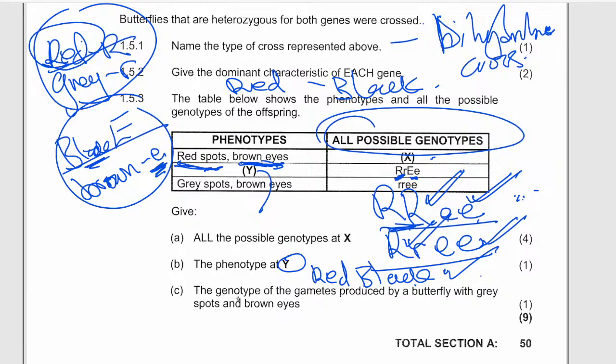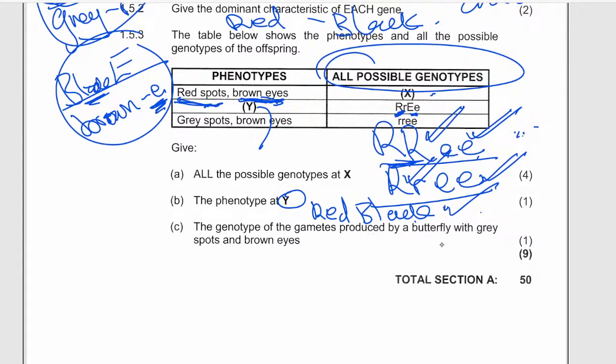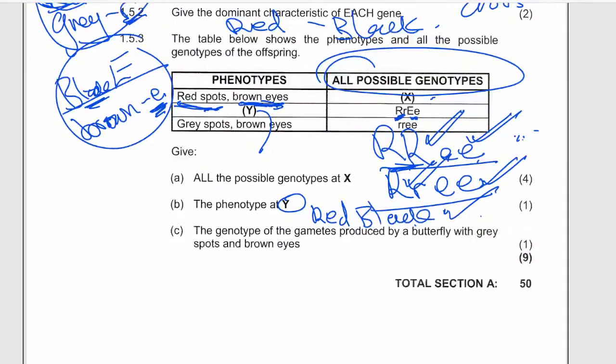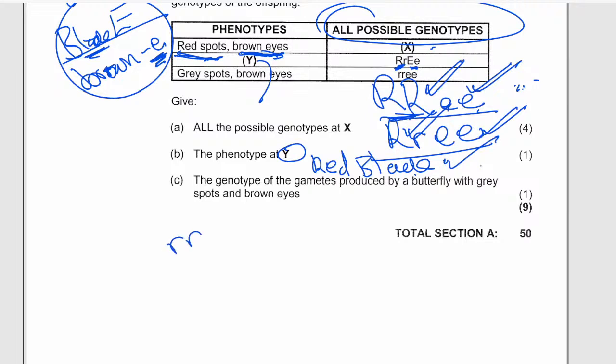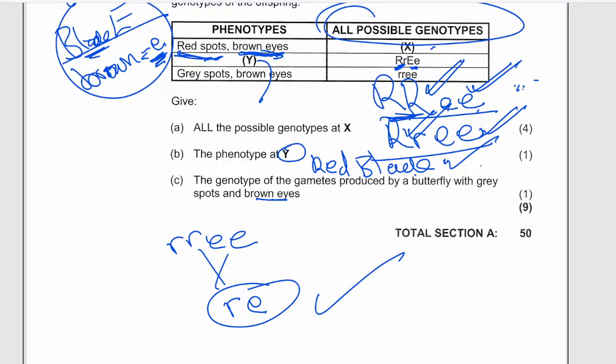1 mark. The genotype of gametes produced by a butterfly with gray spots and brown eyes. We talked about this. Gray is recessive. It cannot appear unless it is small r. And then brown is also recessive. It cannot appear unless it is small e. So it means that all the gametes will be the same: small r, small e. So that is the answer. Some people wrote small r, small e four times, because there are supposed to be 4 of them. Still, you get a mark.